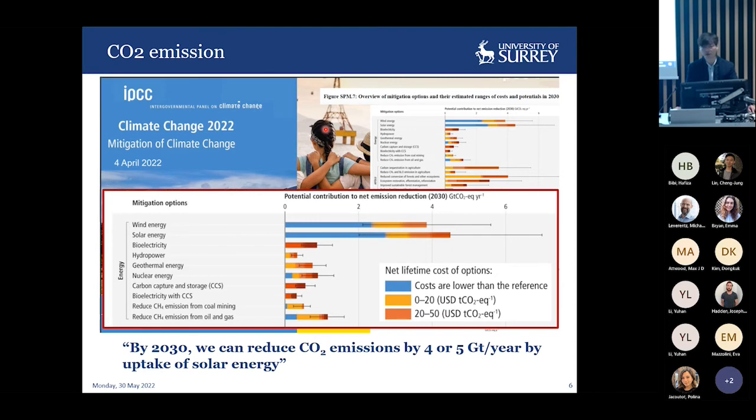This is a very recent report from Climate Change 2022, which was just released on the 4th of April this year. They found that solar energy has the most potential contribution to net emission reduction of CO2. You can see that around 4 or 5 gigatons per year can be reduced if we use solar energy.